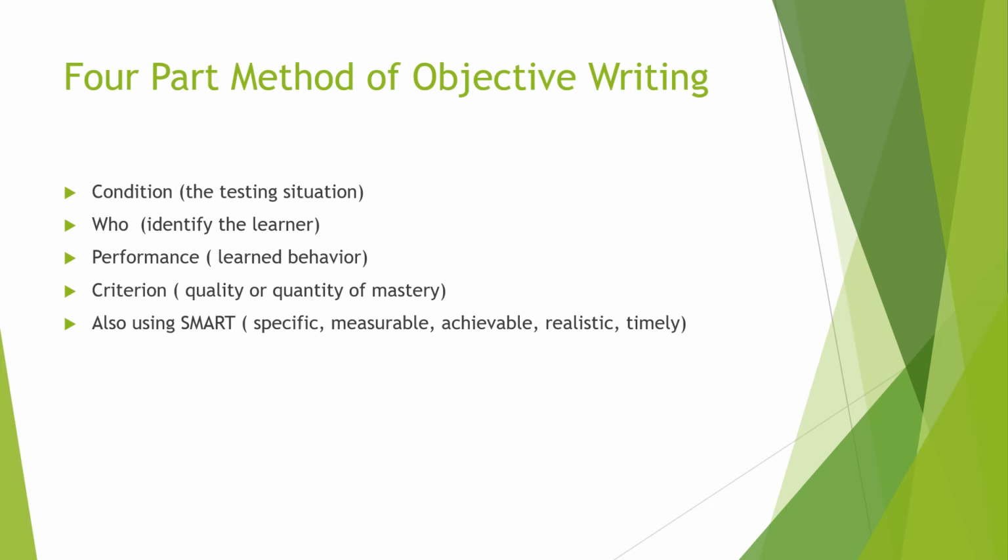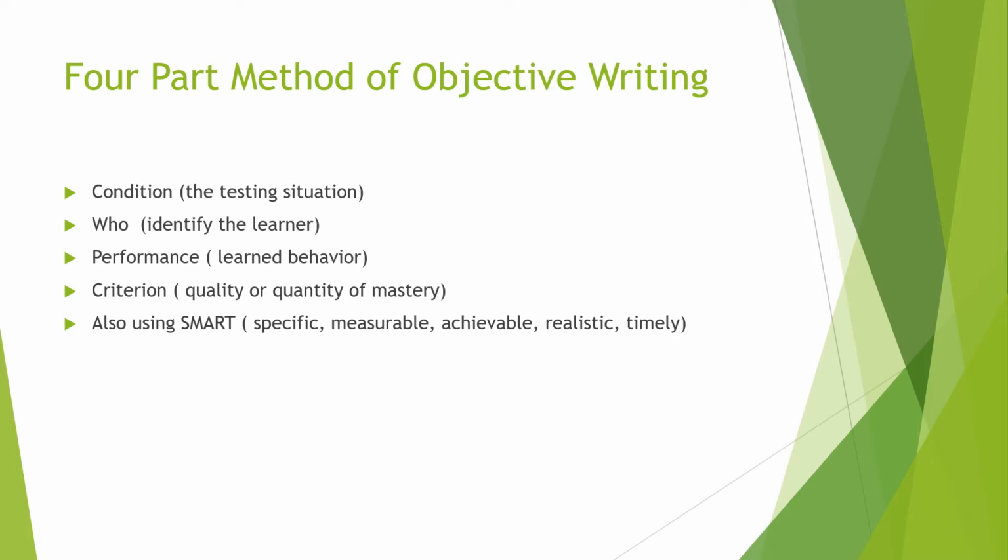Okay, so let's get started with how do you write objectives. I'm calling it a four-part method because there's really four pieces to an objective. So the first thing is the condition, what you're looking to accomplish, sort of the testing situation.